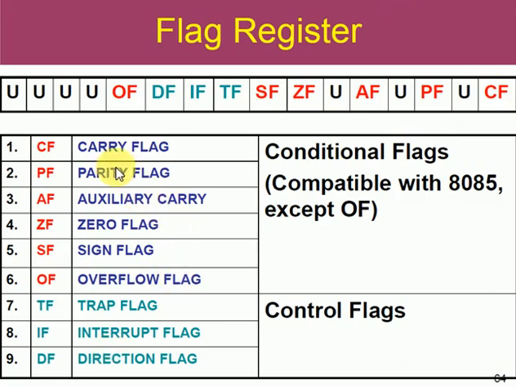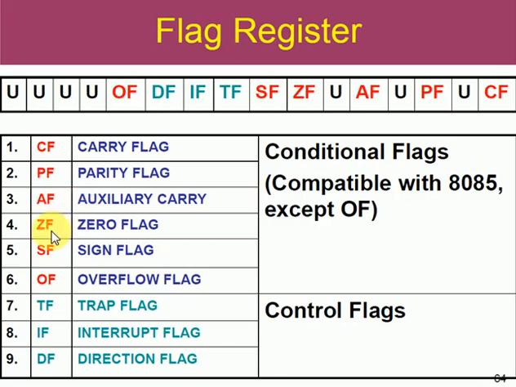First, the carry flag. After calculating an arithmetic or logical operation, if the result produces any carry it is set, otherwise it is reset. And then the second one is the parity flag. Parity is basically divided into 2 types, odd parity and even parity. Taking even parity, after calculating an arithmetic or logical operation, if the result has an even number of ones it is set, otherwise reset. And the next one is the auxiliary carry flag. It's only used for BCD arithmetic operations, not used now.